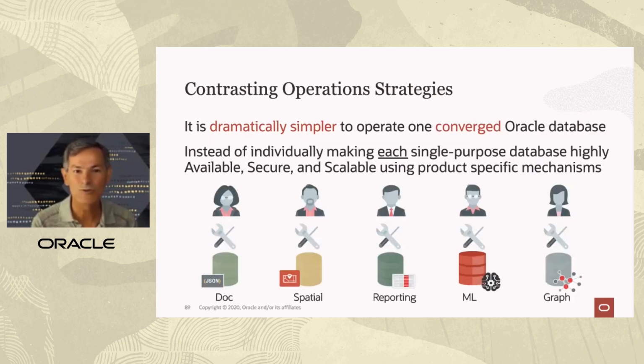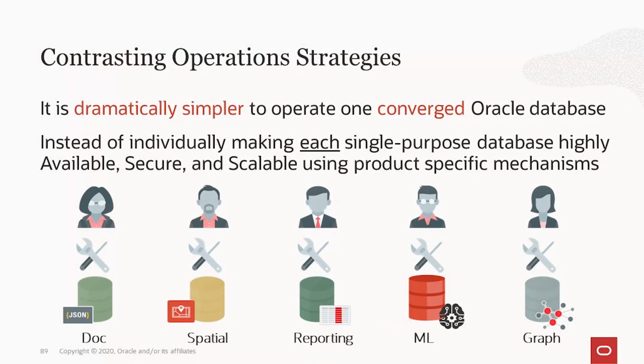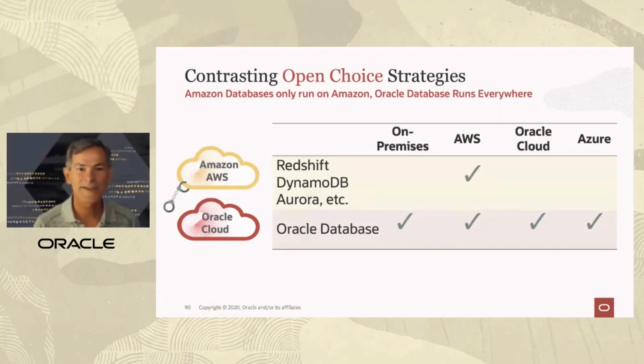It's also dramatically simpler on operations to operate one converged Oracle database instead of having to individually make each of the single-purpose databases highly available, secure, scalable, using product-specific mechanisms, and move data constantly between them, which are in different formats. One of the things that people worry about with a converged database is it doesn't seem as open. In fact, though, it's much more open.